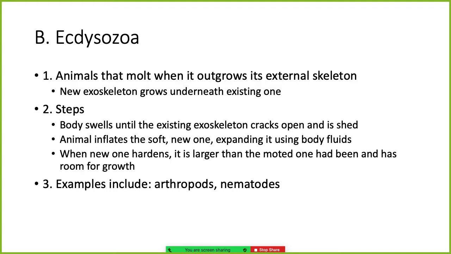And then when they get out of that shell, they are usually pale and soft, and they have to wait for the exoskeleton to harden a little bit. And I have a typo that I just noticed. It is larger than the molted one. So they have room to grow a new one underneath that. So arthropods, we'll talk about them. Nematodes, we'll discuss them in depth as well.